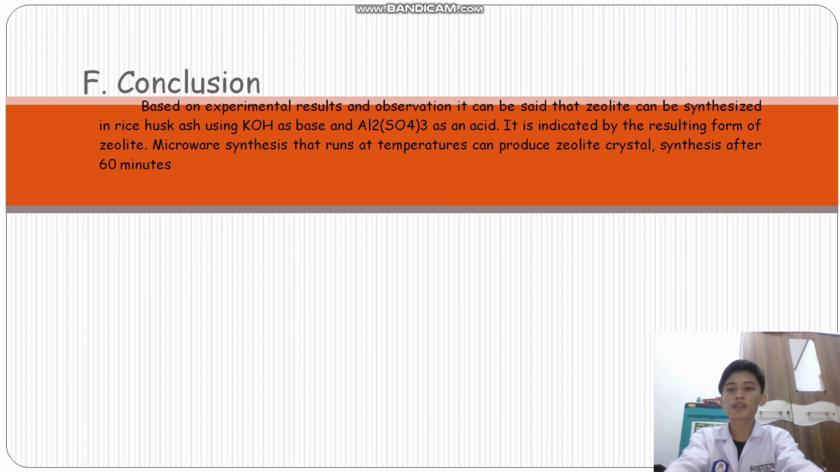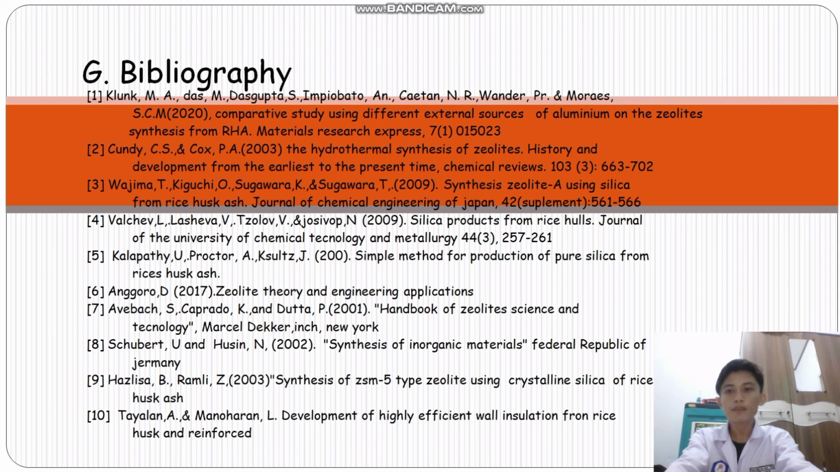Conclusion: based on the experimental results it can be said that zeolite can be synthesized from rice husk using KOH as base and aluminum sulfate as acid. It is indicated by the resulting form of zeolite. Microwave synthesis that raises the temperature can produce zeolite crystal synthesis after 70 minutes. And the bibliography is right here.